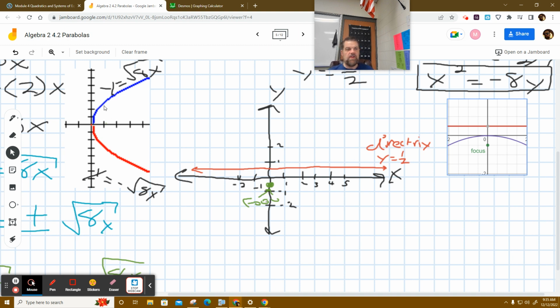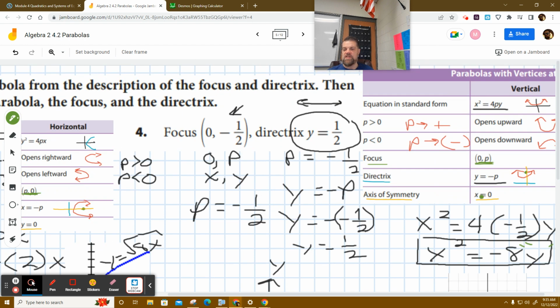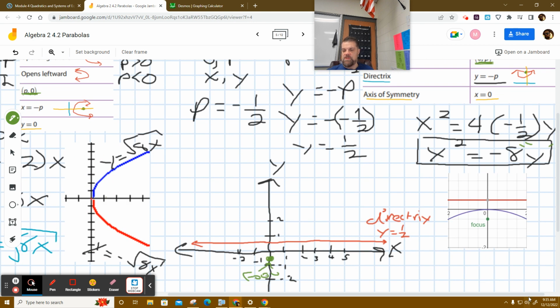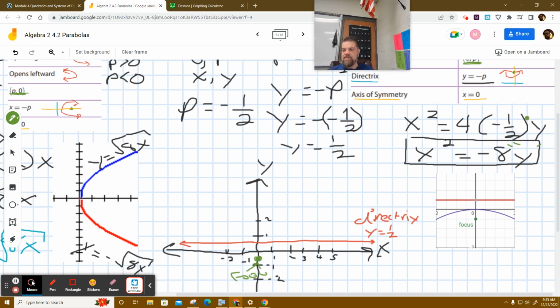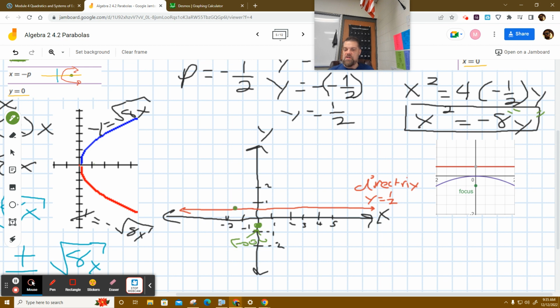But I'm going to take this and make it, in order to graph it in my graphing calculator, I got to solve for y, right? Because my calculator is going to say y1, y2, and all that stuff. So how do I solve for y? I just divide both sides by -8, right? So if I divide both sides by -8, I'll end up with y equals x squared divided by -8.